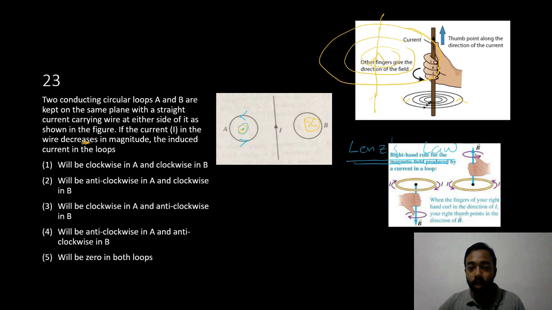So in B, the current should go in a clockwise direction. You can apply the same principle and find that in B it will be clockwise. So the answer will be 2. In A it will be anti-clockwise and in B it will be clockwise.